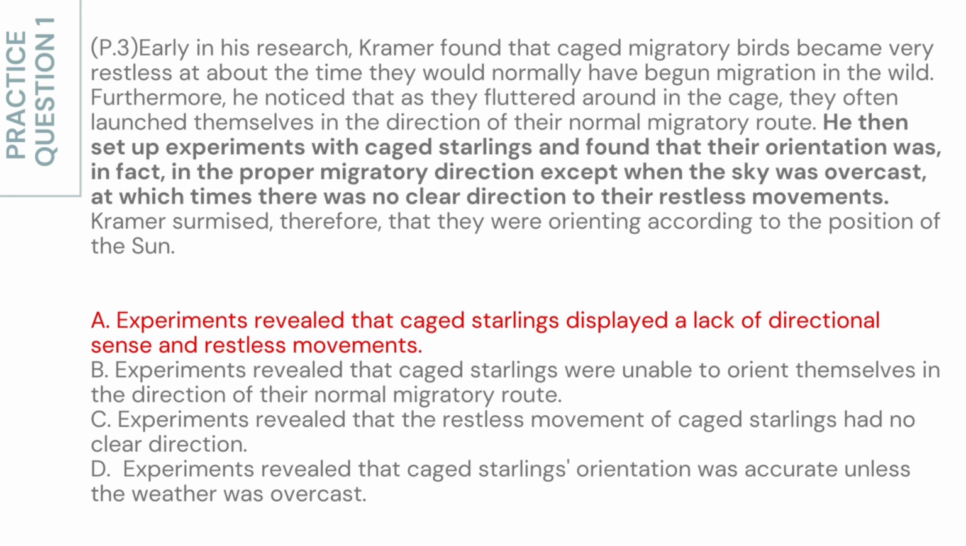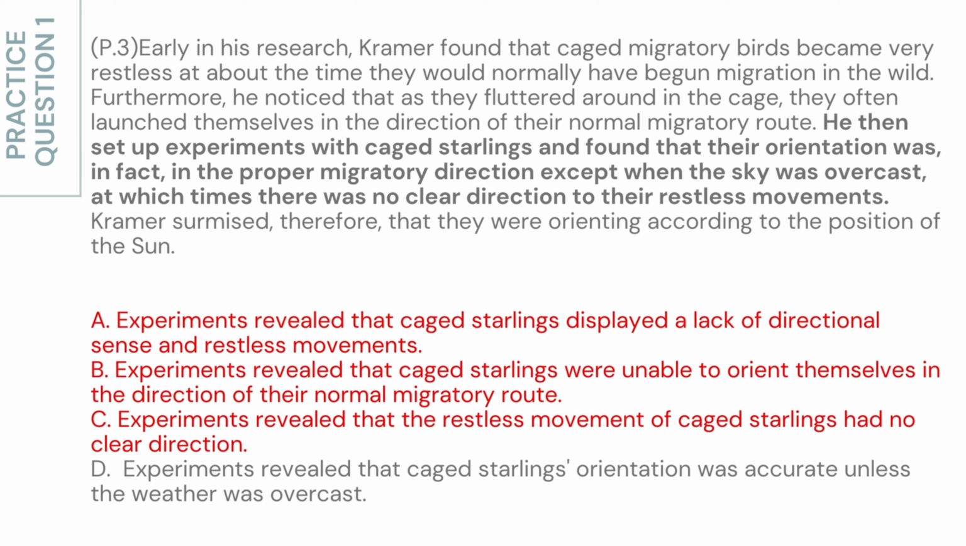What about choice B? No, we don't want choice B. It again is missing Kramer and it's missing the overcast part, the cloudy part. And C, we also want to eliminate. Experiments revealed that the restless movement of caged starlings had no clear direction. Again, it's missing the same thing. It's missing Kramer and it's missing anything about the overcast. It doesn't have anything from our prediction.